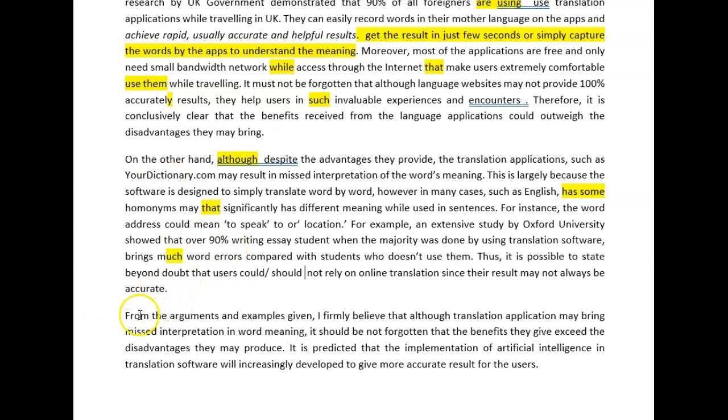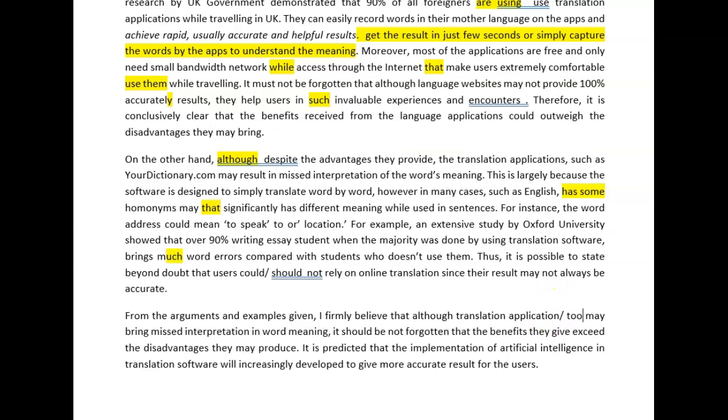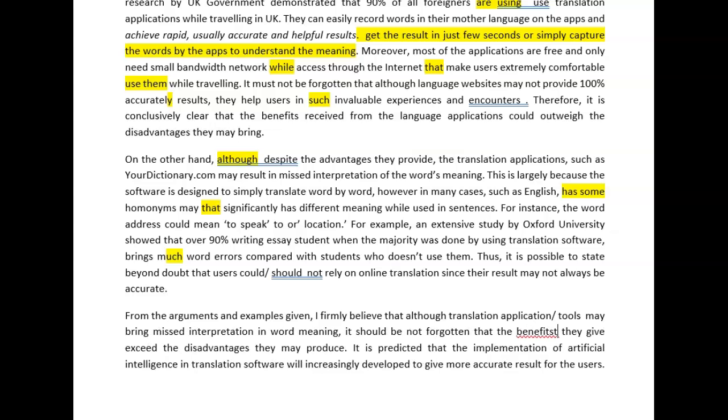Good, nice paragraph there. From the examples and arguments given, I firmly believe that although translation applications, maybe translation tools, because we've had application a lot, maybe you could put in here tools, or just software, may bring misinterpretation in word meaning, it should not be forgotten that the benefits they give exceed the disadvantages which they may produce. Okay, it is the benefits to, again, like the introduction, the benefits to understanding, just something that, so it's a bit less general. Yeah, intelligence and transit will increasingly be. You need a passive in there because it's not developing itself.